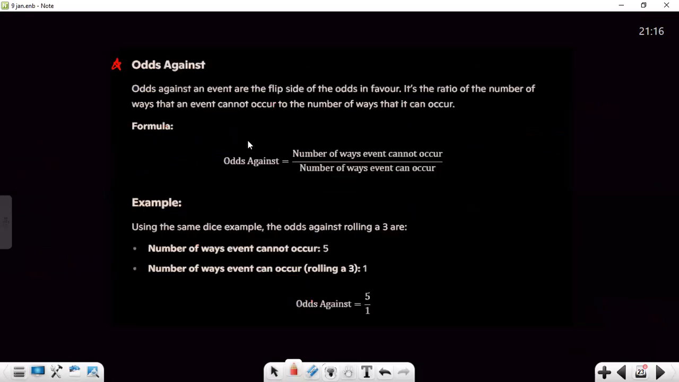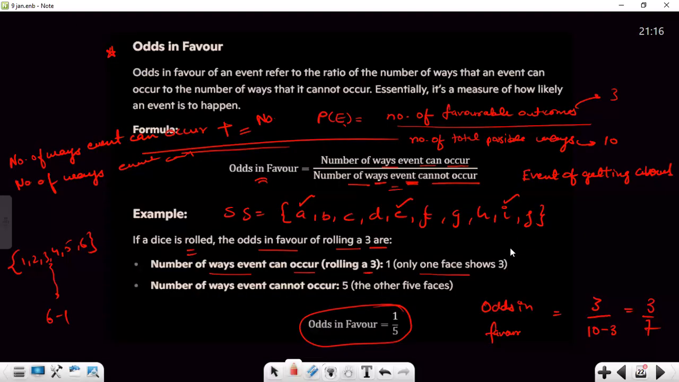Now let's move ahead to discuss odds against. This time, we will simply reverse the formula. We write the number of ways an event can occur in the denominator and the number of ways that event cannot occur in the numerator. So for the same case here, the odds against will be 10 minus 3 divided by 3, that is 7 by 3.